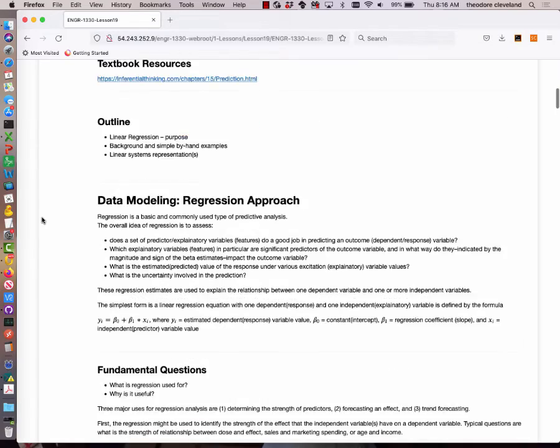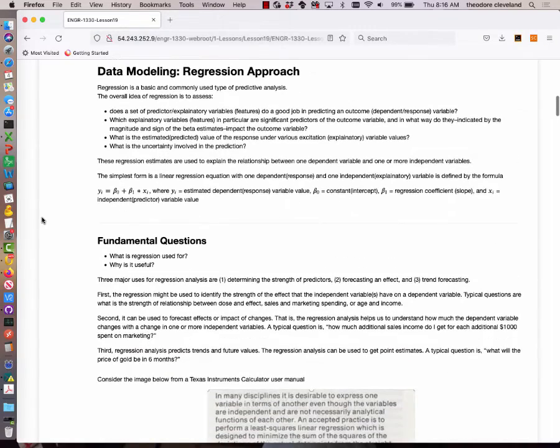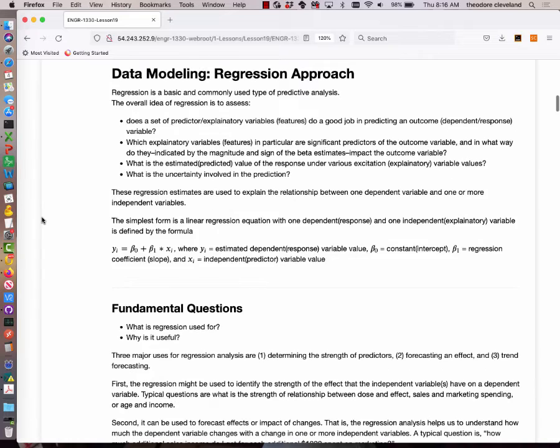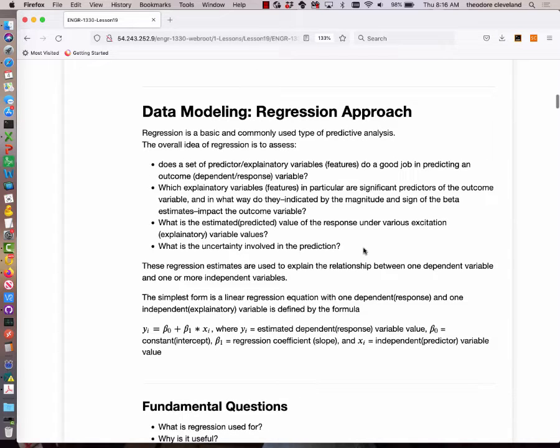So we will start with a little bit of background on linear regression and what it does. So regression itself is a fairly fundamental and commonly used type of predictive analysis. And the overall idea of the method, we've actually seen it in kind of a roundabout way. Let me see if I can get my electronic drawing thing up and running.